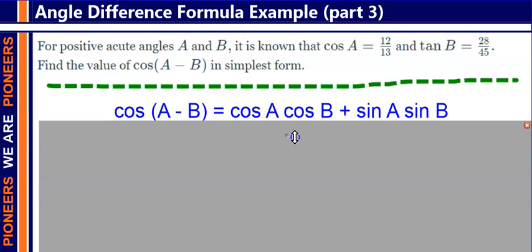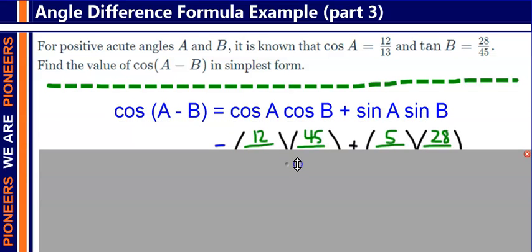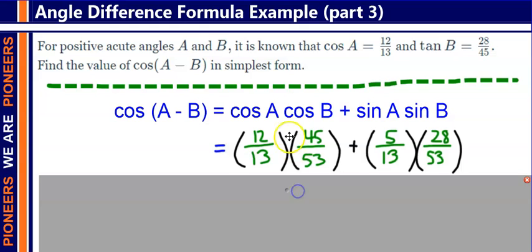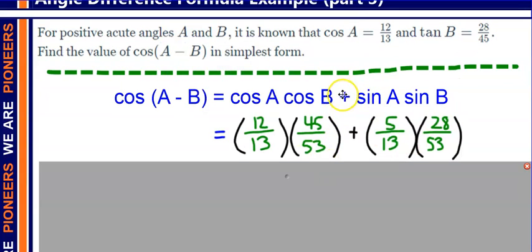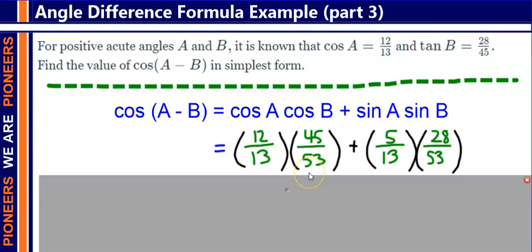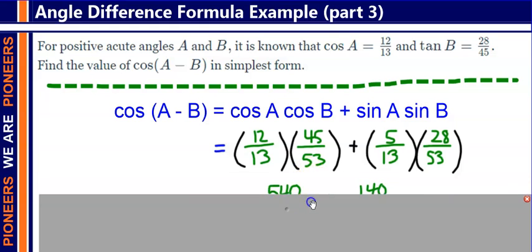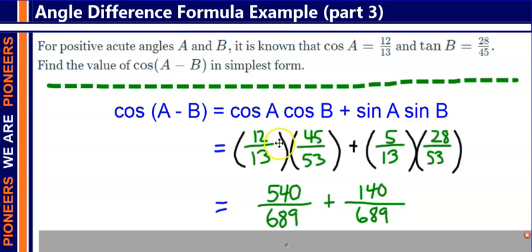So this is the last part to this problem. Again, here's our formula. First thing is establish which ratio or fraction values go with the correct trig function with the angle. So cosine A is 12 over 13, cosine B is 45 over 53, and so on and so forth. Then, just like the angle sum formula example I did in the previous video, you have these two fractions being multiplied with each other to give us 540 over 689, and 5 over 13 times 28 over 53 gives us 140 over 689.